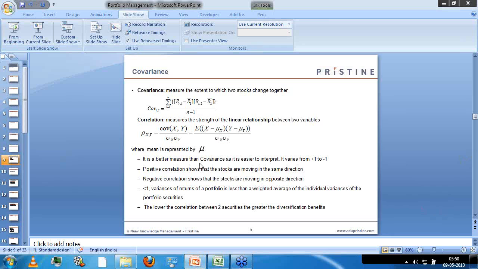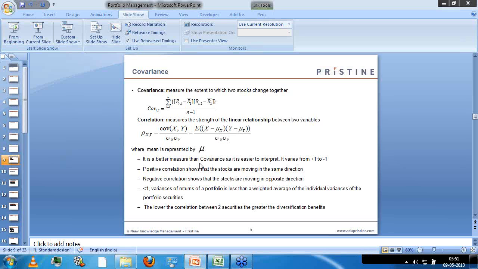Okay. So we're trying to understand correlation. I'll once again repeat what we mean by positive correlation. By positive correlation, we mean that the stocks are moving in the same direction. So if you have two stocks, stock A and stock B, and the correlation between them is positive, that means both the stocks are moving in the same direction. That means if one stock rises, the other will also rise. So there is a pattern between the movement of stock A and stock B.